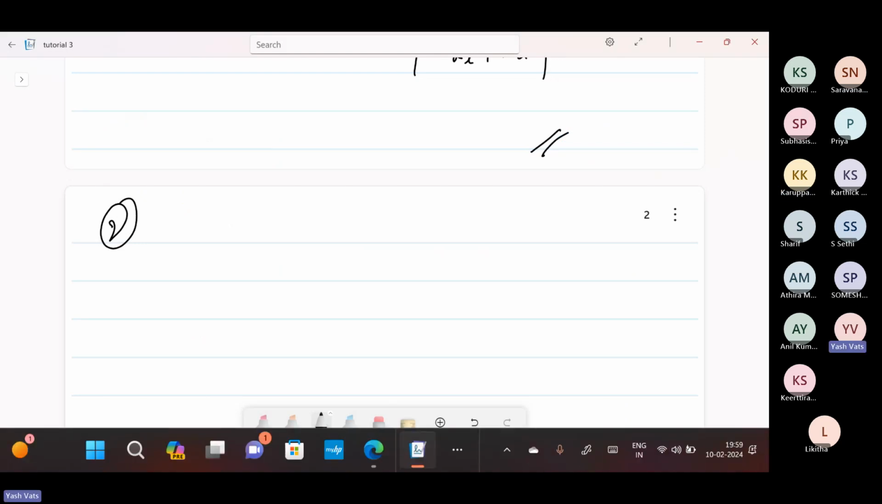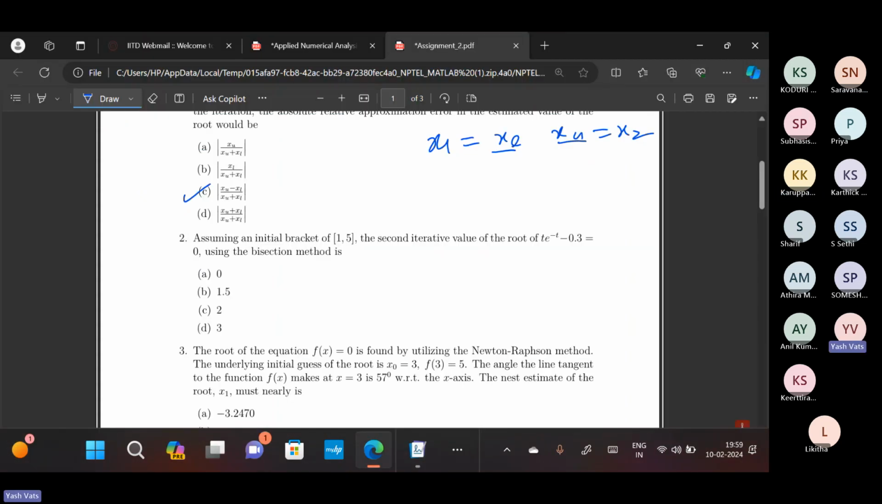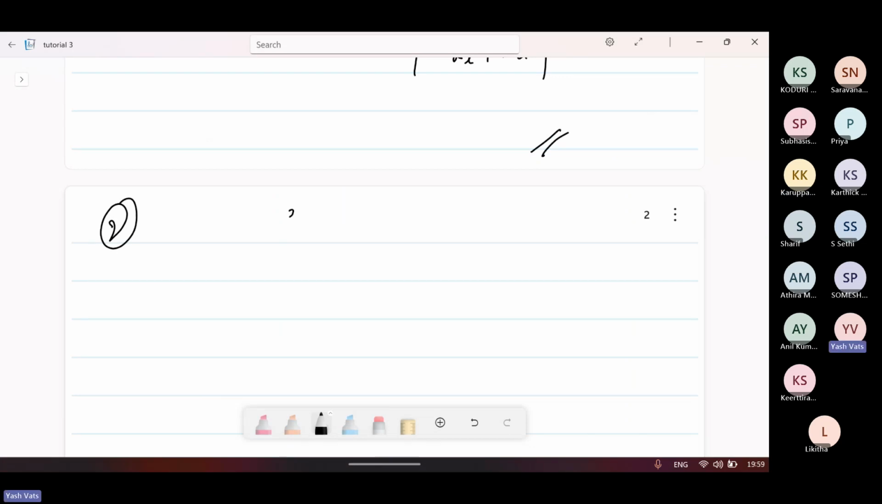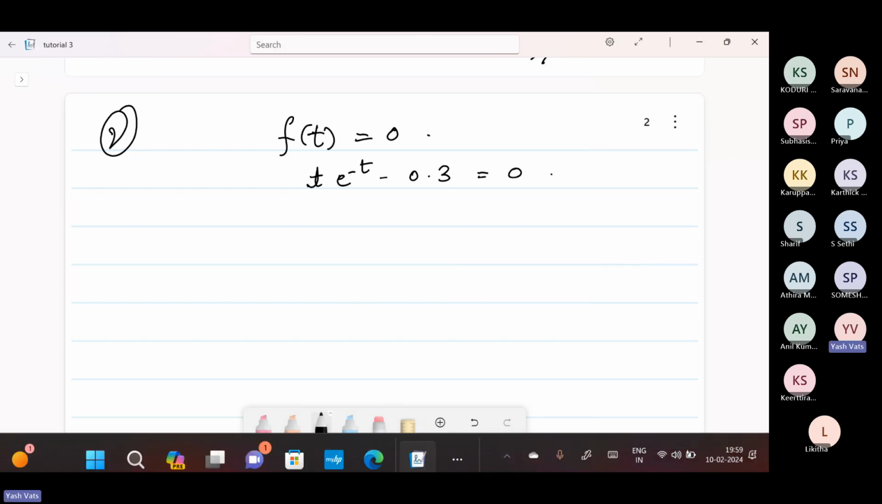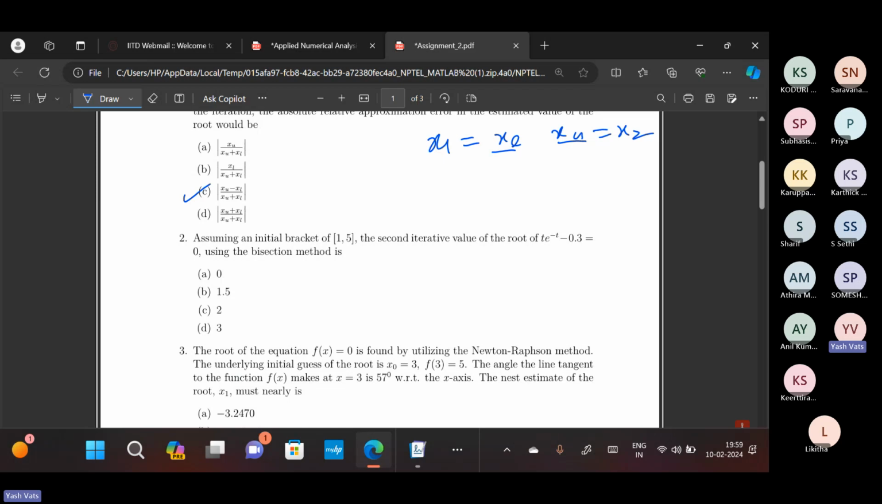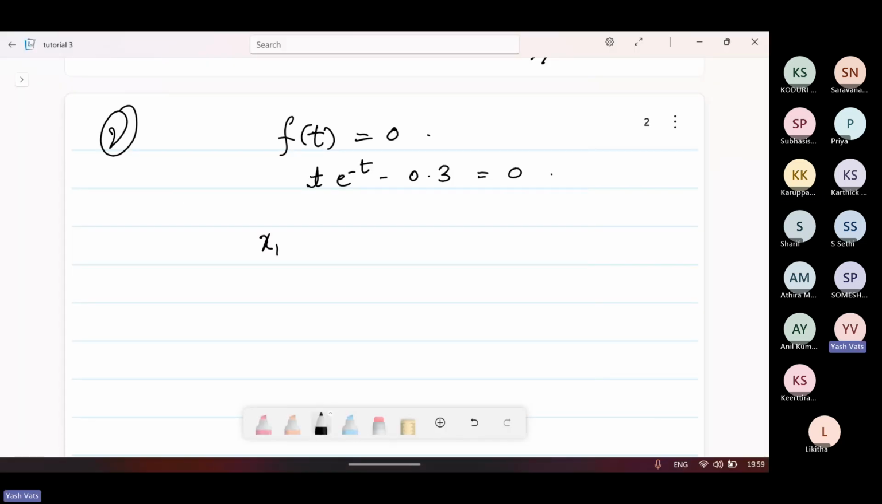So here e to the power minus t minus 0.3. So what is f(t) equal to 0, the equation? So what is the bracket initially? We have x1 to be 1 and x2 to be 5.